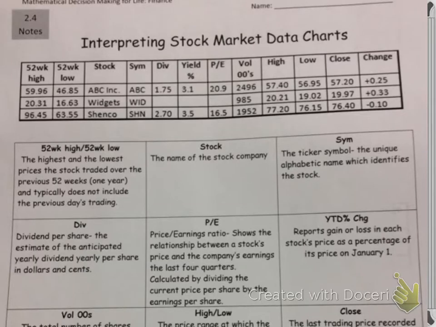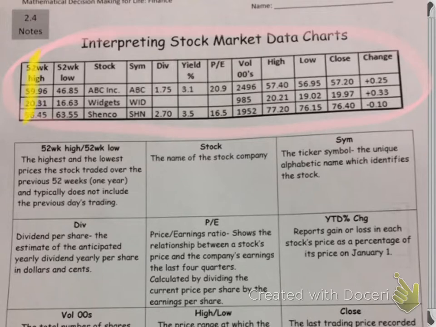This is Note-Taking Guide 2.4, Interpreting Stock Market Data Chart, and this is for mathematical decision making for life class. So really what we're doing today is we're looking at what a stock market chart would look like if we were looking at it in the newspaper or on the internet site for the stock market. And there's lots of different things that we need to know about it. The important stuff goes down the columns like this.